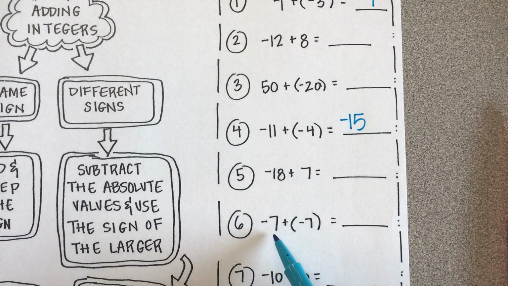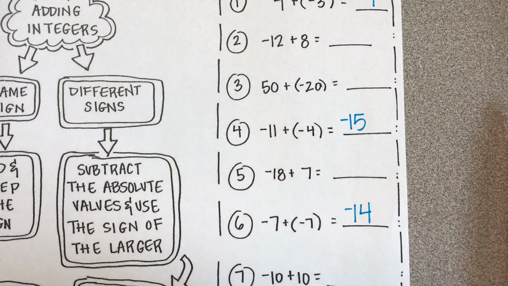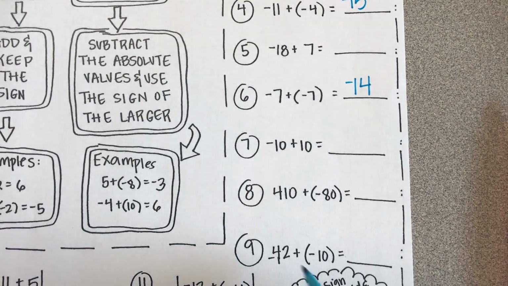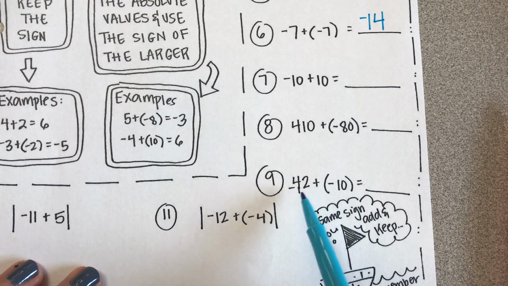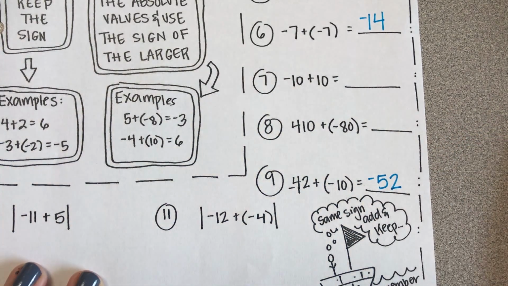Okay, if you have 7 negatives, and I give you 7 more, now you have 14 negatives. Or number 9, you have 42 negative whatever, and I give you 10 more. Now you have 52. Okay, those are all same sign, add and keep.